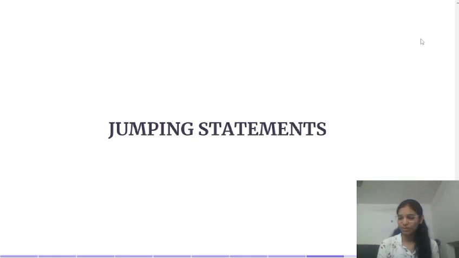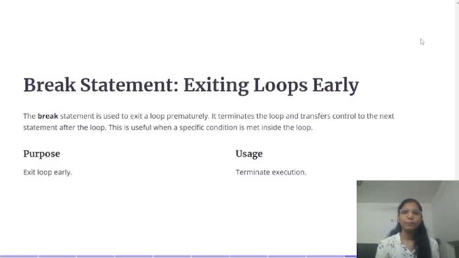Next, we see jumping statements. Actually, jumping statements are of three types. First is break statement, second is continue, and the other one is pass statement. But here we are going to learn about only break and continue. Break statement is used to terminate a loop. As you can see, the break statement is used to exit a loop prematurely. It terminates the loop and transfers the control to the next statement after the loop. This is useful when a specific condition is met inside the loop.